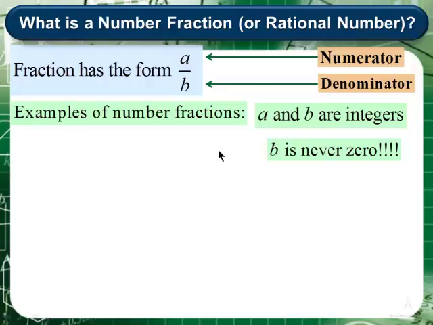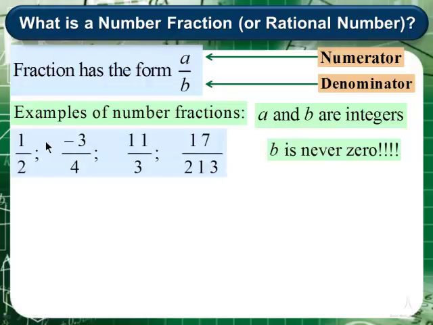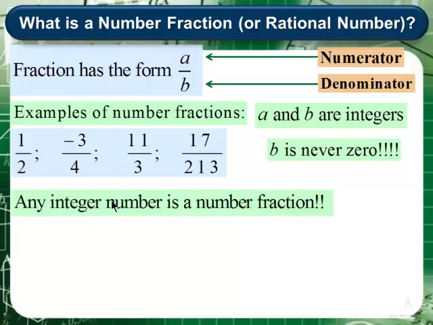Examples of number fractions. Let's have a look at a few examples, well known, like a half, minus 3 over 4, 11 over 3, 17 over 213, and many more, infinitely many more. Also remember that negative for a number fraction can either be above the line in the numerator position, or I can decide to put the minus below the line with the 4. It will be exactly the same number fraction, or normally it's just put in front of the number fraction to indicate that it's a negative number fraction.